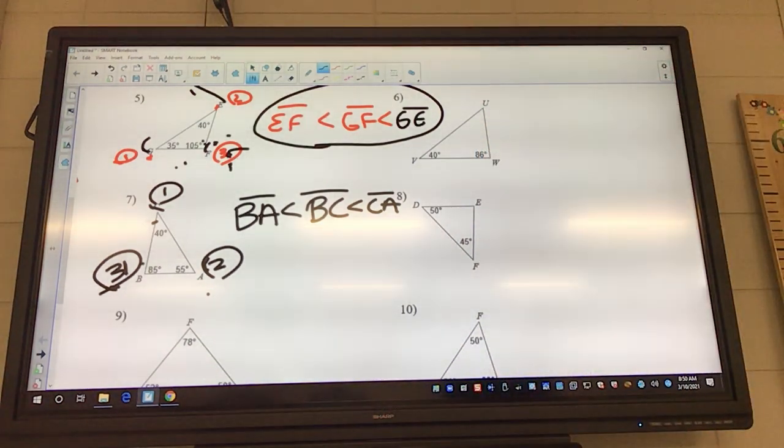So if there's two that are the same, doesn't matter what order you put them in? No, they both need to go first and second place when you write them, but either order doesn't matter.